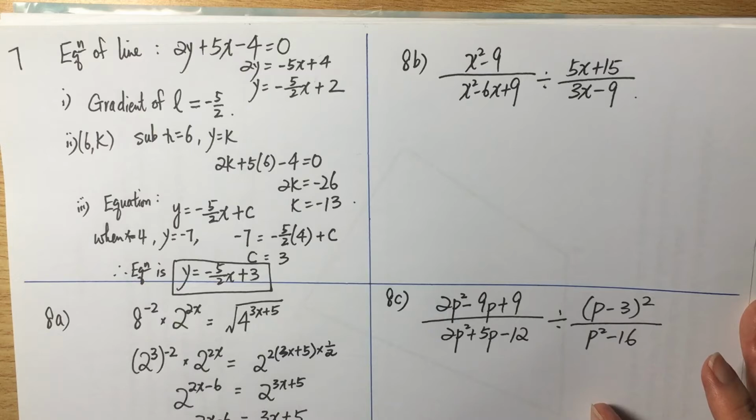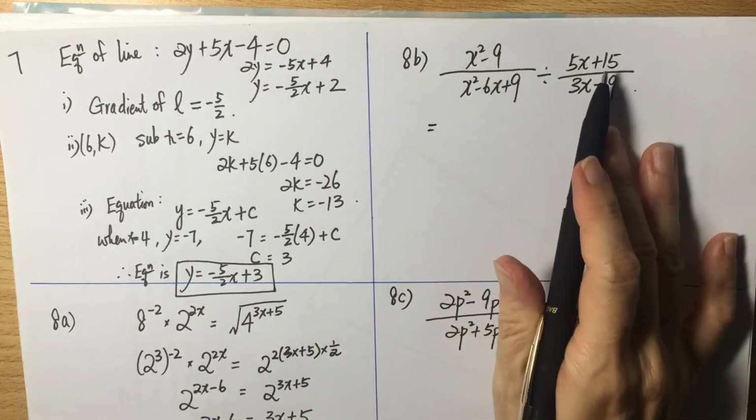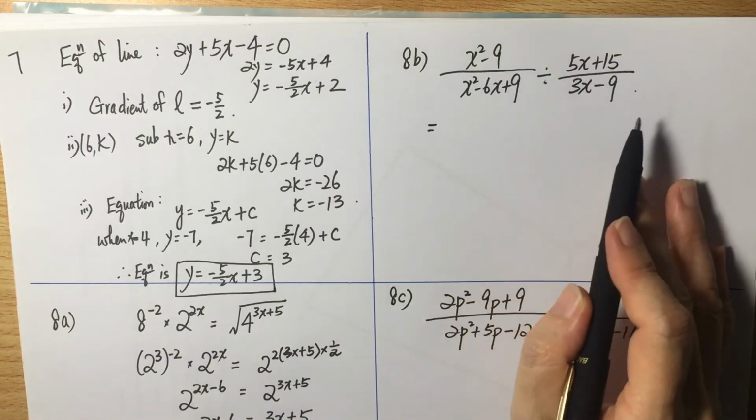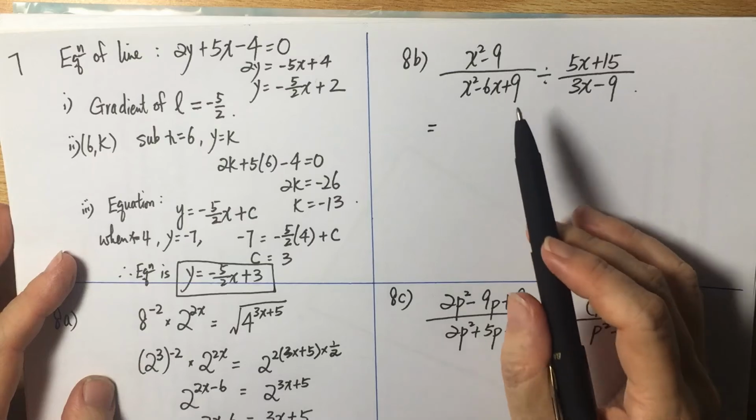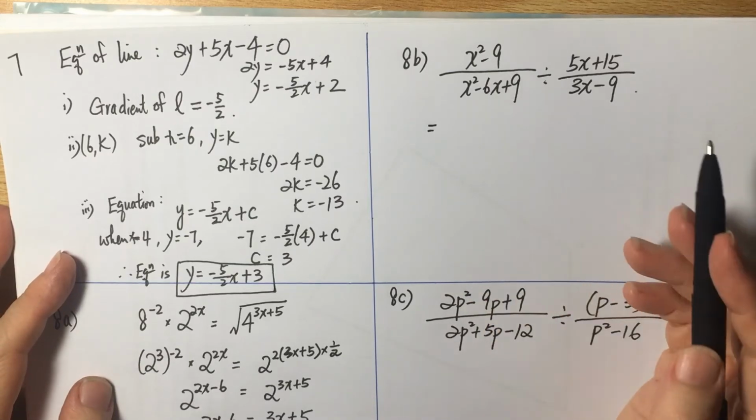Question 8b, want to simplify. Okay, simplify. You can see that they're all different. So if you want to simplify, you have to try to factorize them and see whether there are the same terms that you can divide out.